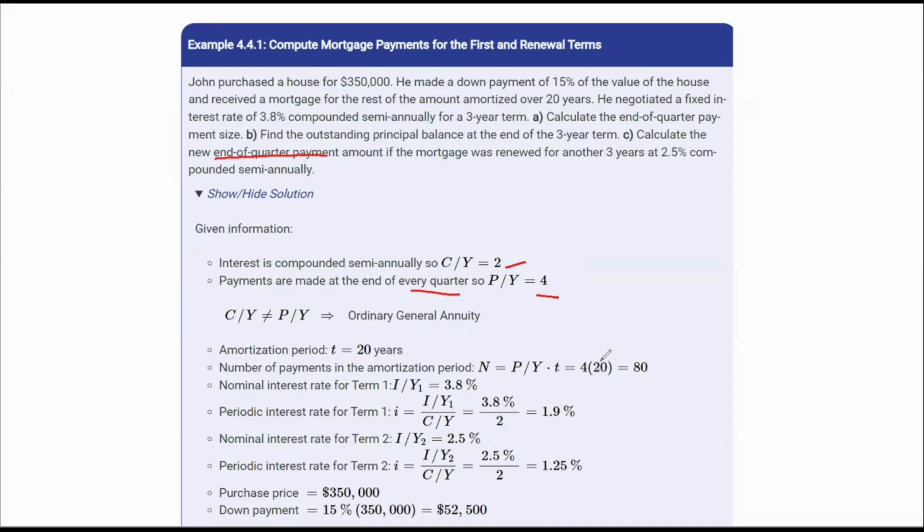20 years, 4 times a year, that's what you're going to pay. Nominal interest rate is that. Periodic interest rate, you're going to do that. Term two is after 3 years, another 3 years. So again, you get all the information here. That's your interest rate for term two, and your down payment is that, right? So let's see what we're going to do with all this information.